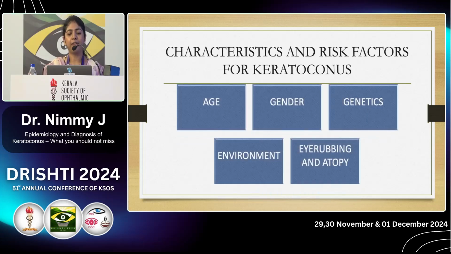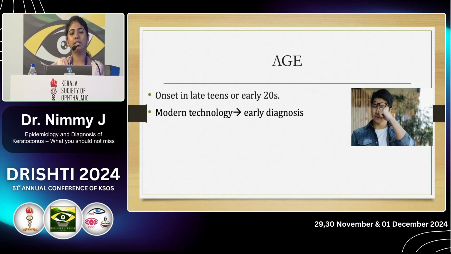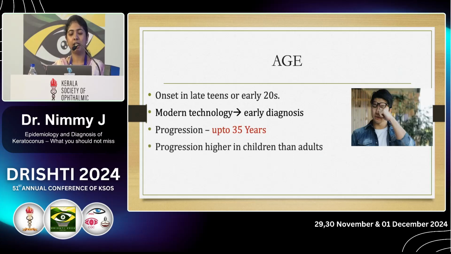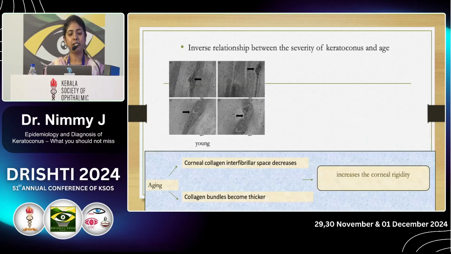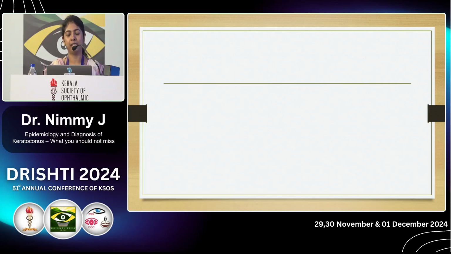Now regarding the risk factors for keratoconus, as you know, the onset of keratoconus is in the late teens or in the early 20s, but modern technology has led to earlier diagnosis. It is a progressive disease and progression is seen up to 35 years of age, and it is higher in children than in adults. These are the transmission electron microscopy images of the corneal collagen bundles seen in the young and the old persons. With aging, the interfibrillar distance decreases and the collagen bundles become thicker. This in turn results in increased corneal rigidity, and thus the severity of keratoconus decreases with age.